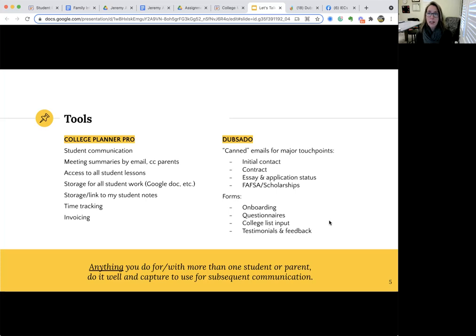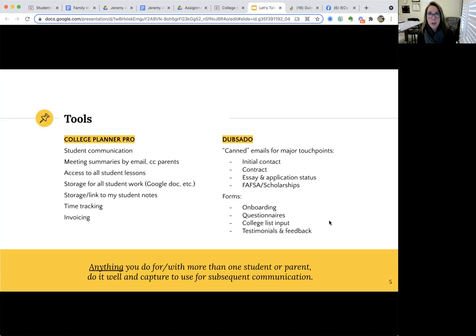On the Dubsado side, I use Dubsado for canned emails. This has been a lifesaver and a time saver for me. I know you are sending the same email to parents over and over and over again. If it's not in the same year, you're sending juniors the same thing this year that you're going to send juniors next year. So my motto is write it once beautifully and then use it over and over again. And you can tweak it. Dubsado allows you to keep a place for emails that you send on a regular basis as part of the process. You don't have to use your brain power or your valuable time to reconstruct those emails.